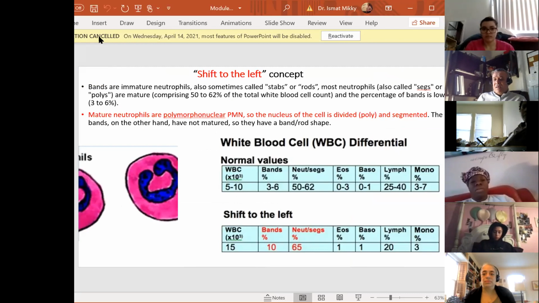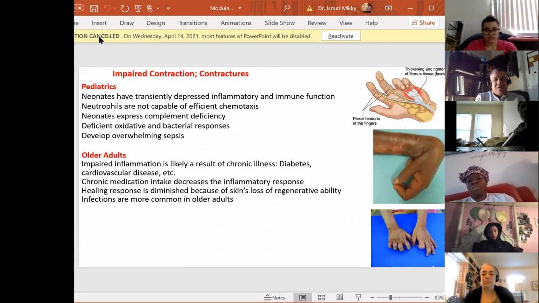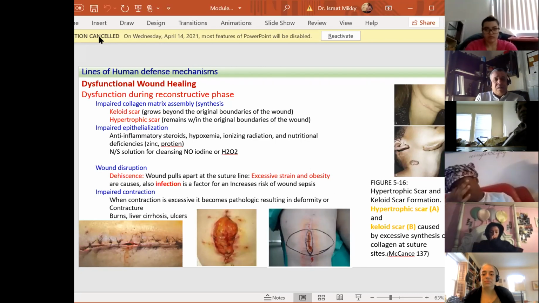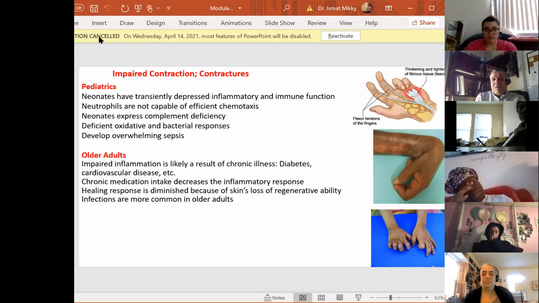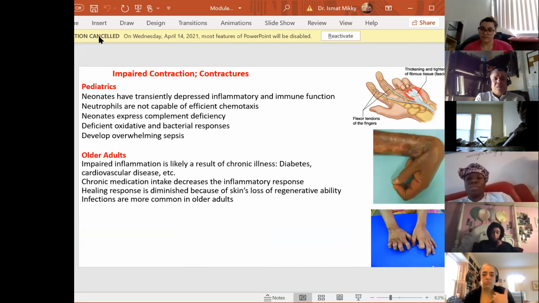And the last thing, about the other complications, just to add one thing to the complications from the healing process: the contractures. Especially who would experience this, the contractures after the healing process is completed and the wound is healed completely. These contractures will be more evident in cases like burn cases.